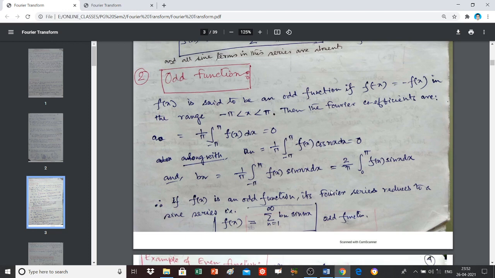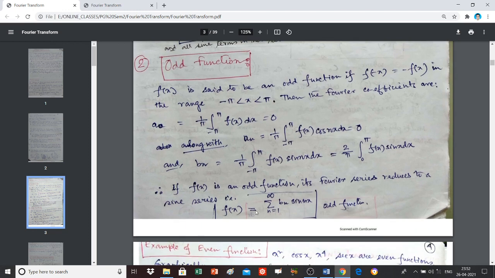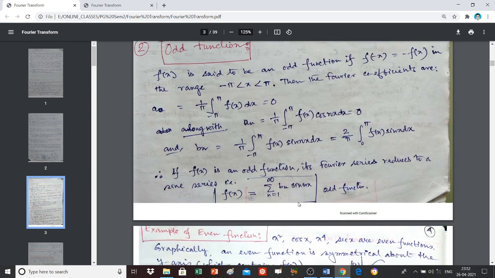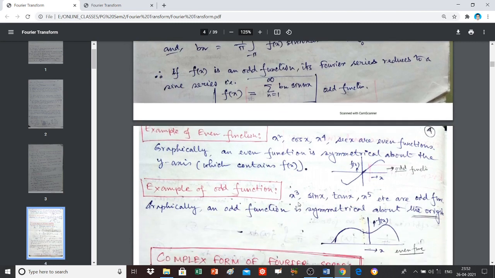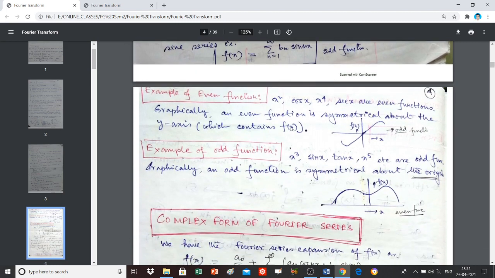So in that case, f(x) can be expressed only in the combination of sin nx, that is the sum from n equal to 1 to infinity of bn sin nx. This is for an odd function. Now examples of even functions are x square, cos x, x to the 4, sec x.